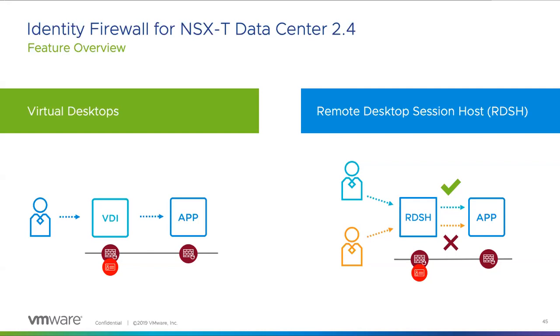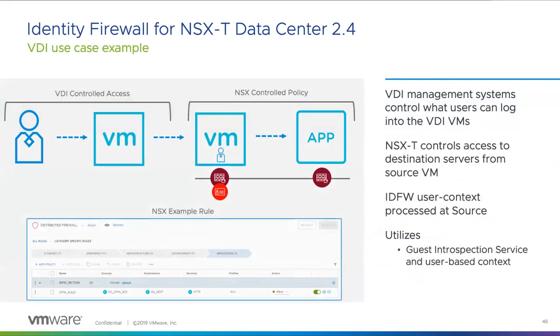So, feature use cases for VDI: again, we cover VDI, be it VMware Horizon, Citrix, or Microsoft Remote Desktop Session Hosts. In this example, the VDI system controls the user access to the virtual machine, and then after that part is done, we control the NSX security policy from the virtual machine to the applications and the rest of your network as well. So it's really a split security model where the VDI system does what it does to get the user into the machine, and then we do what we do to secure everything else.